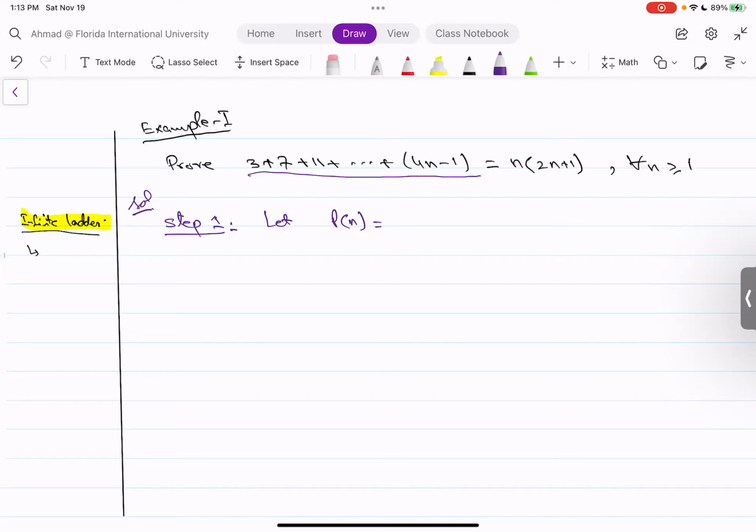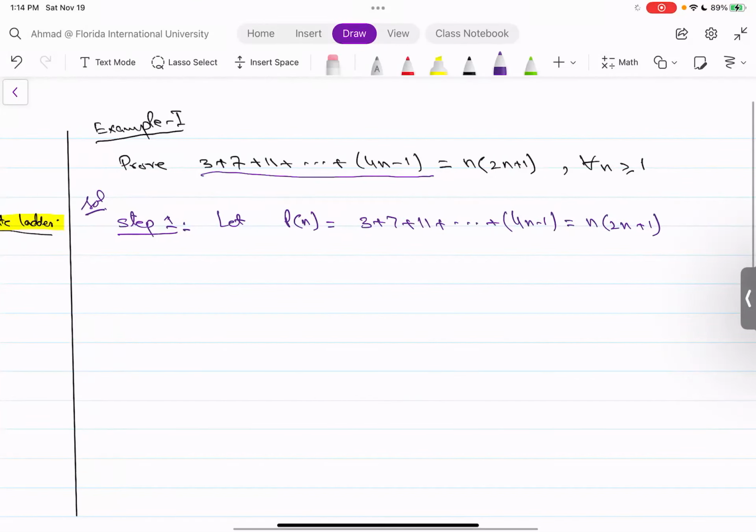So let me say that P of n is equal to 3 plus 7 plus 11 plus so on plus 4n minus 1 is equal to n into 2n plus 1. That is what we want to prove, right? For all n greater than or equal to 1, right? So this is obviously true only when n is greater than or equal to 1. This is my step number one, that I am assuming. I'm just going to say this is equal to the P of n term. So I'm going to set up a terminology here, right?